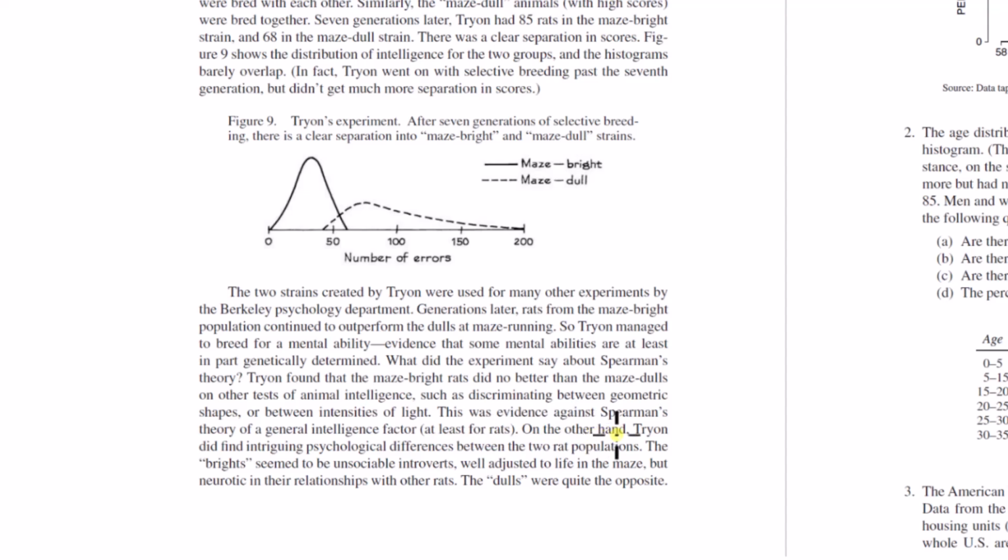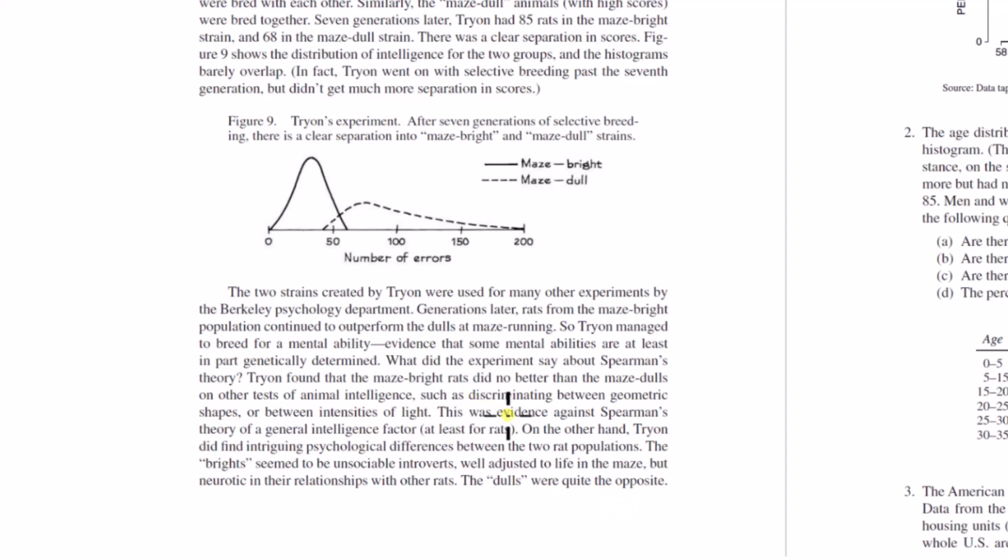On the other hand, Tryon did find intriguing psychological differences between the two rat populations. The brights seemed to be unsociable introverts, well adjusted to life in the maze, but neurotic in their relationships with other rats. The dulls were quite the opposite.